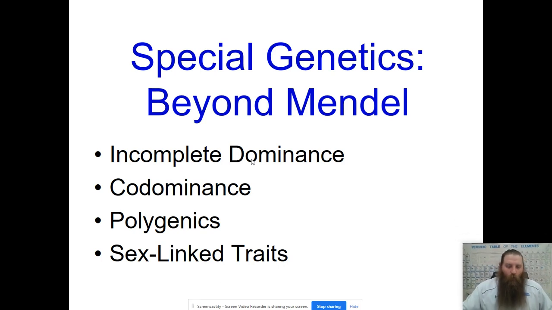All right. So let's move on from Mendel and take a special look at some genetics that are a little bit more advanced than Mendel, we'll say. Mendel gave us a great foundation, but obviously, as we learn more about genetics and as technology increased, we were able to get a better view of how genetics really does work.